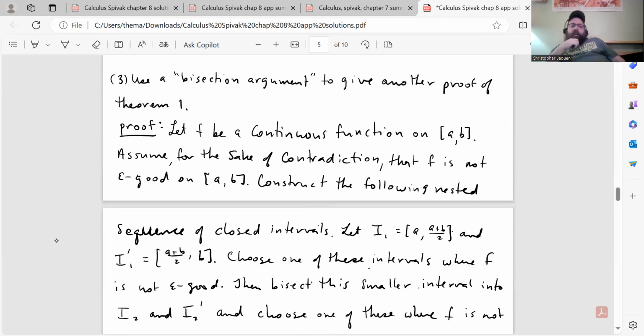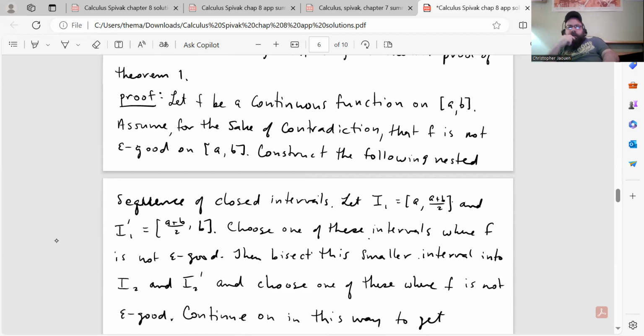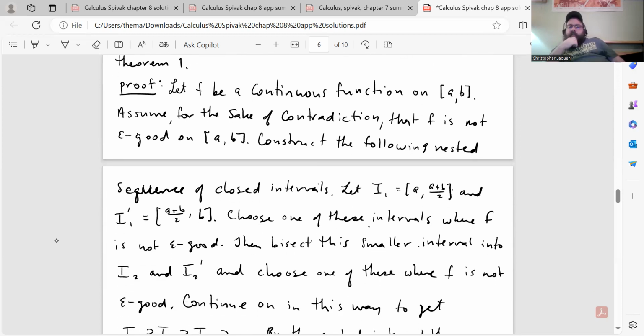Okay, question 3. Here he says, use a bisection argument to give another proof of theorem 1. Right, theorem 1, here he's referring to theorem 1 in the appendix. Right, so let f be a continuous function on the closed interval from A to B. Assume for the sake of contradiction that f is not epsilon good on the closed interval from A to B, and then we'll construct the following nested sequence of closed intervals because you want to just do a bisection argument.